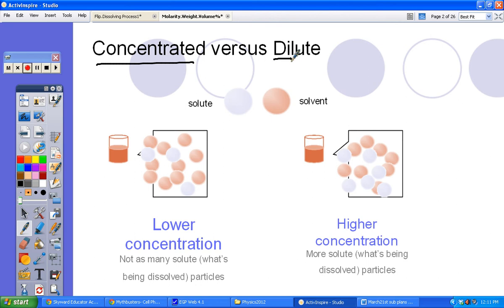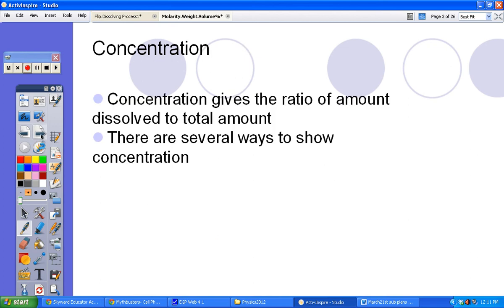And so when we talk about solute and solvents, when we're talking about higher concentration, you have more solute. In lower concentrations, there's less solute, not as much. Concentration gives us a ratio. There are several ways that we can show that concentration also.